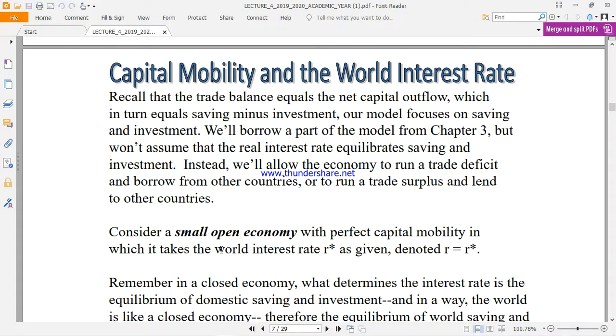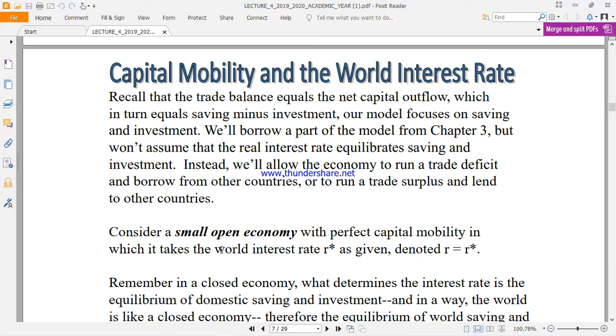We understand that the demand for loanable funds and the rate of interest have a negative relationship. But we're not going to make the assumption that real interest rates equilibrate savings and investment. Instead, we're now going to allow the economy to run a trade deficit. So our first analysis is to allow our country to run a trade deficit.